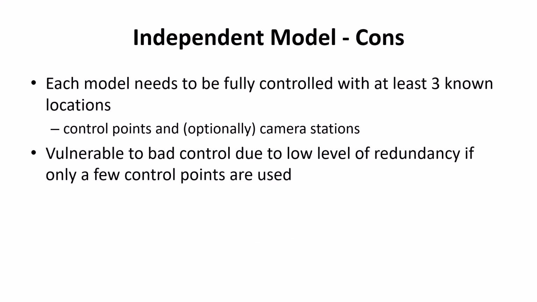There are slight cons to that method. Each model, a model is this 3D thing that's created from that pair of photographs, needs to be fully controlled with at least 3 known locations if you want it to be fully georeferenced. Or it needs at least a scale bar captured in both of those images if you're going to use a scale bar.